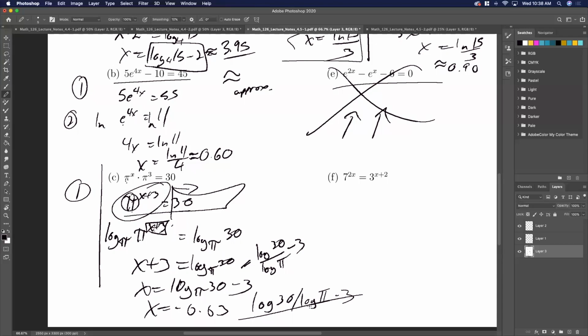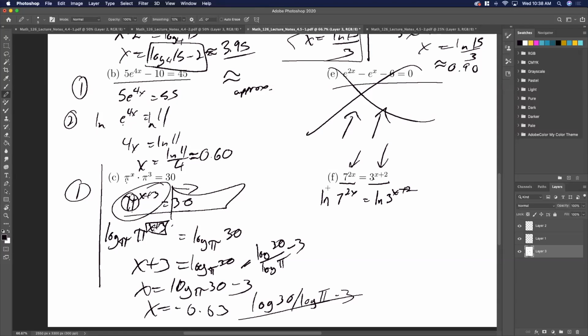All right, so let me give you the hardest thing we're going to do, and then I'll just make up a couple more problems. All right, so here we have two different bases, right? Here we have 7 and we have 3. In order to solve these, you're just going to take the log of both sides, but it doesn't really matter what log we take. So we're going to just take the ln of both sides. So ln of 7 to the 2x equals the ln of 3 to the x plus 2.